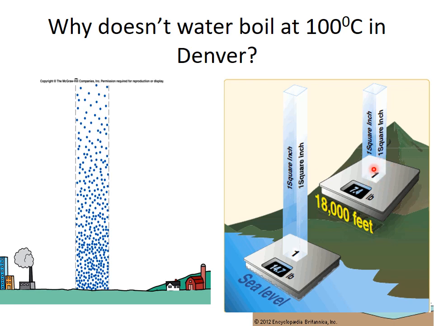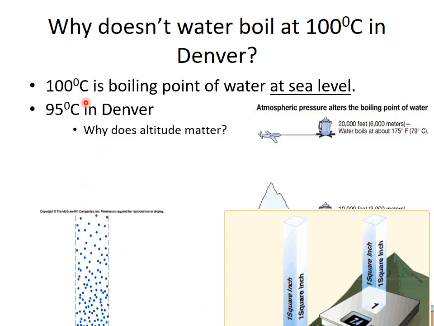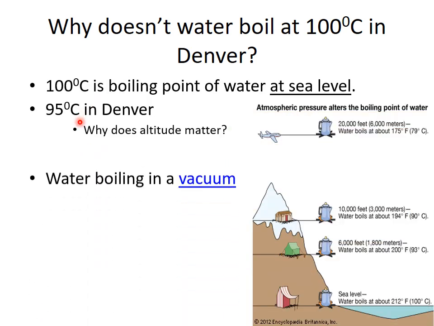Well, when you have air pushing down on top of a liquid, like a glass of water, it takes more energy for that water to break free and turn into a gas. When you have less pressure pushing on top of it, like if you were up here with a glass of water, the water can leave into the gas phase a lot easier. So you have to put less heat energy in it, and thus the temperature will actually be lower when it boils.